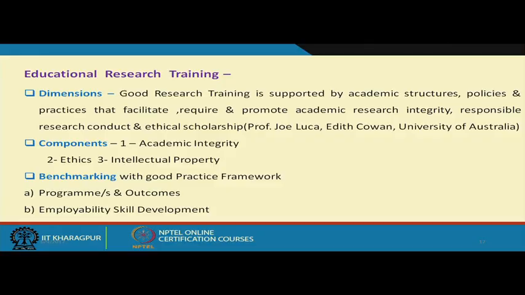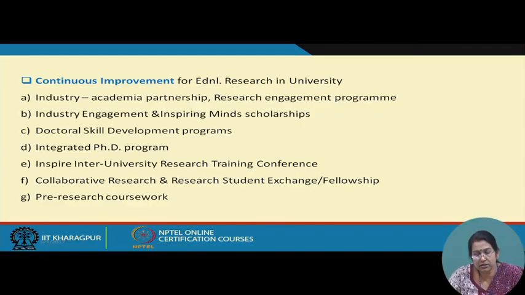After engaging in a 3-year, 4-year or 5-year research program, what kind of employable or job-related skills have you learned and developed, as a result of which it ensures your future in getting a job? So, on the basis of these two things, we usually map the benchmarking, the quality of the research work. Then, continuous improvement for educational research in the universities.